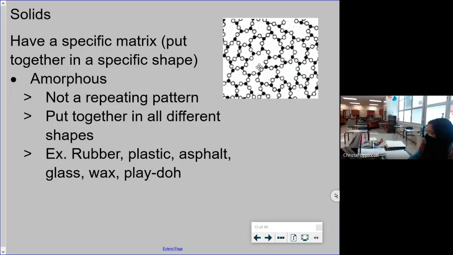We have something called an amorphous solid, where that's not a repeating pattern. Okay? And it's put together in kind of all different shapes. You can see the shape here versus the shape here versus the shape here. It's just kind of a hodgepodge. And if you think about the substances where this happens, with the exception of glass, these are all things that are kind of squishy or moldable or movable or pliable, right? And that's a result of this kind of random pattern here.